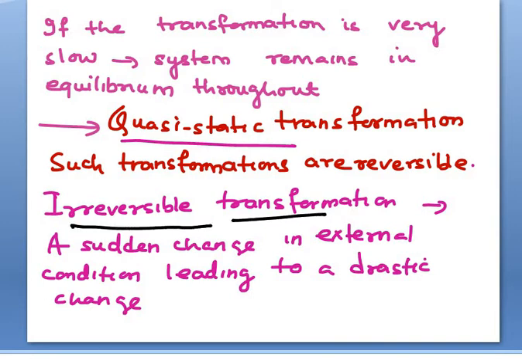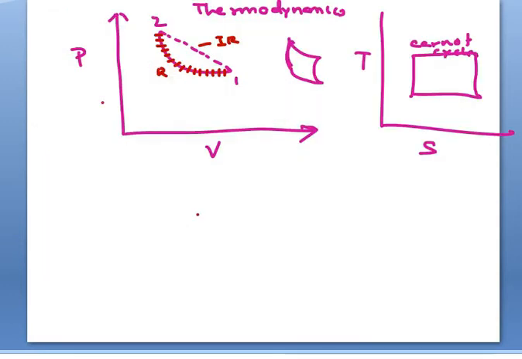Now here, let us see, when we try to draw both the reversible and irreversible transformation, let us say this is state 2, this is state 1. If it goes directly passing through some non-equilibrium states, you will call it an irreversible transformation. If it passes through slowly, if it goes from 1 to 2, and each state is an equilibrium state, then such a transformation is a reversible transformation.